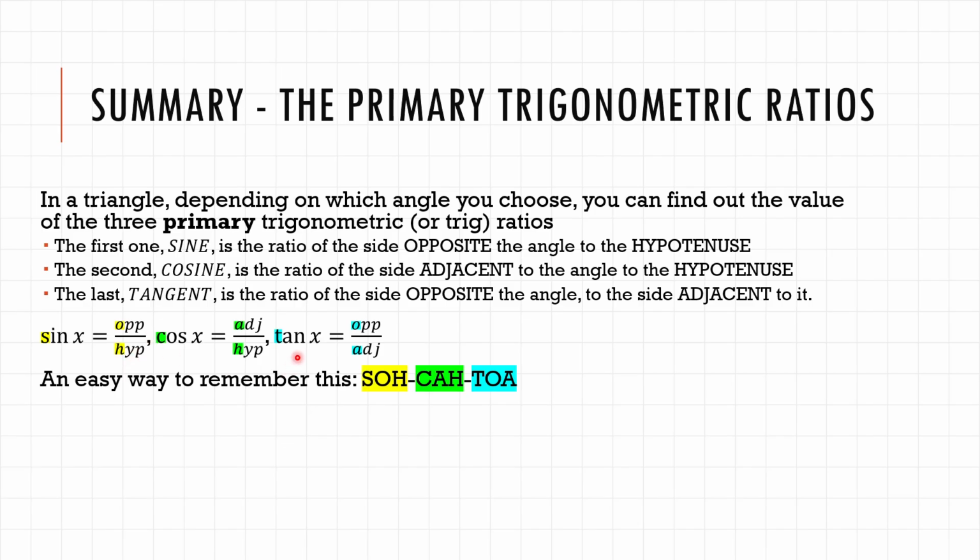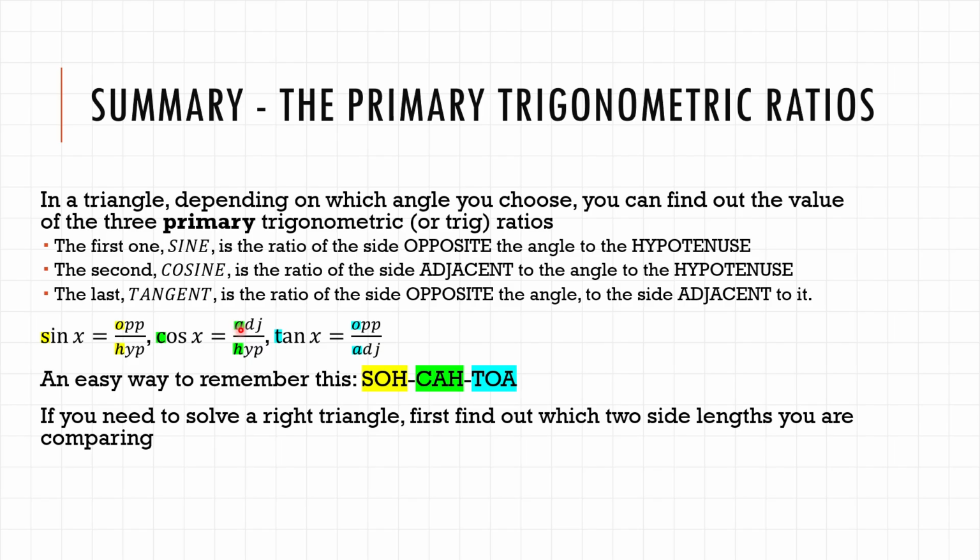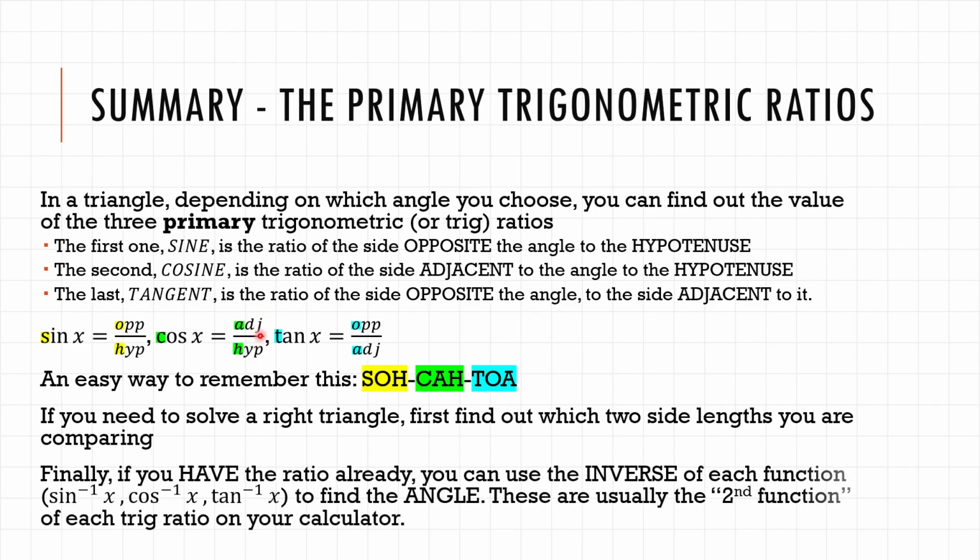Your calculator has these buttons to actually calculate the ratio based on an angle, and every single angle measure has a ratio that's associated with it. If you want to solve a right triangle, just find out which of the two sides you are trying to compare and choose the ratio based on that side. The last thing is actually, if we have the ratio, we can always go backwards and find out what angle led to that ratio. We would do that just by using the inverse functions on our calculator, and that's what they look like here. Usually those are obtained by pressing second or shift and then pressing the trig ratio on your calculator, and that gives you the inverse.